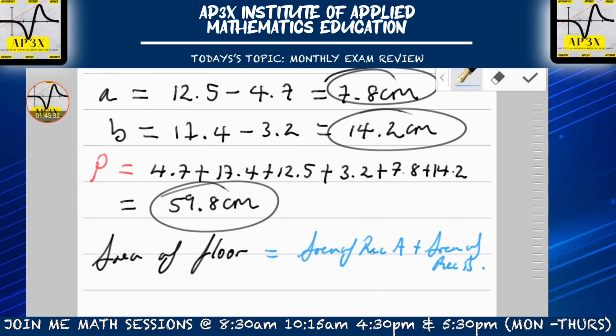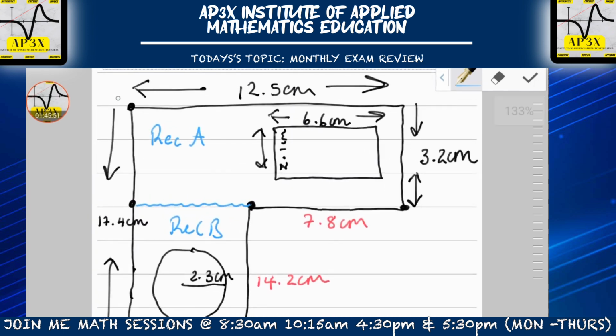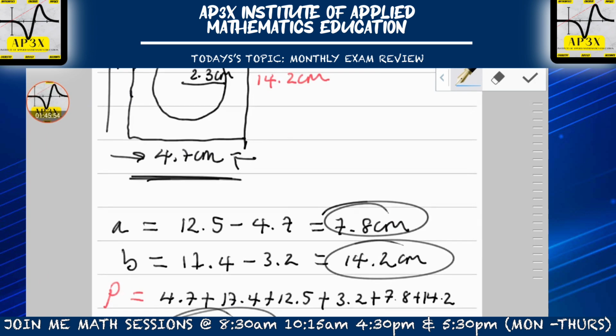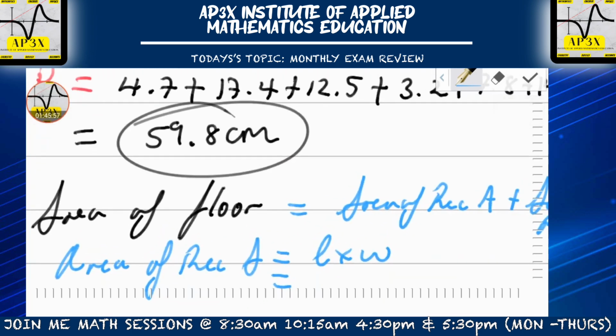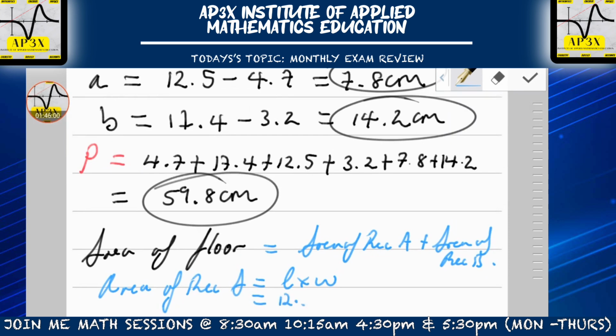Both shapes are rectangles, so they have the same formula with different measurements. Area of rect A equals length times width. Rect A has a length of 12.5 and a width of 3.2. So 12.5 times 3.2 gives us an area of 40 square centimeters.